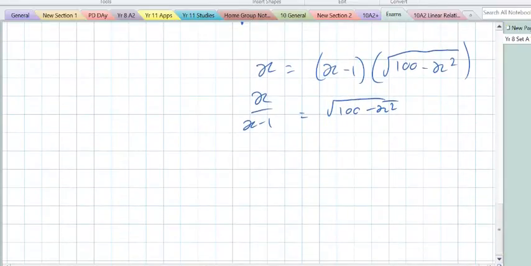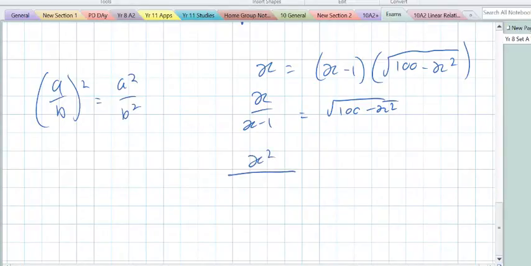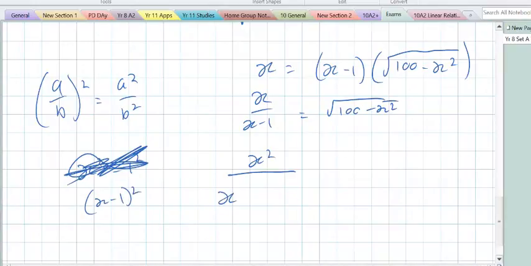Now, square both sides. And remember, if you have a fraction and you square it, you're squaring both the top and the bottom. So here we have x squared over, please don't write x squared take 1 squared, because that's just painfully wrong. When you square this term, you get x squared take 2x plus 1, and that is all going to be equal to 100 take x squared.